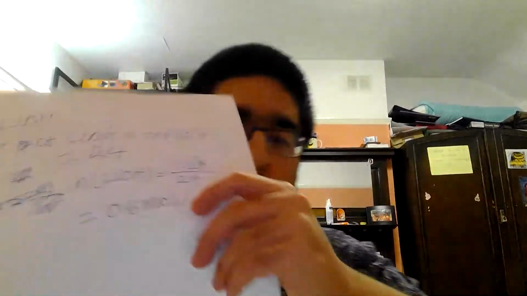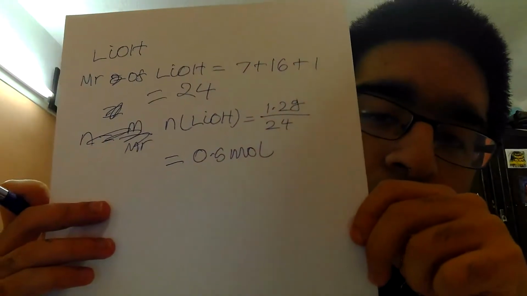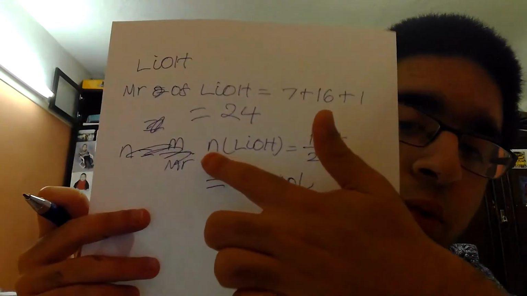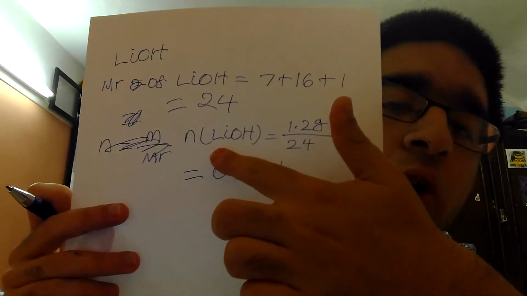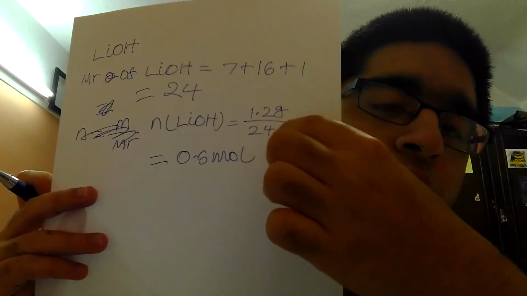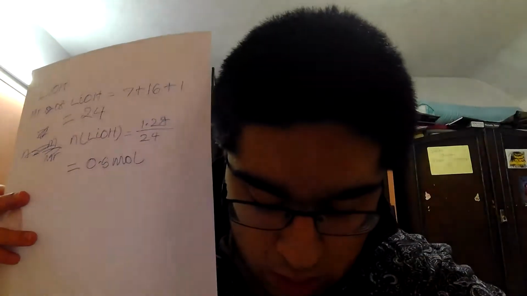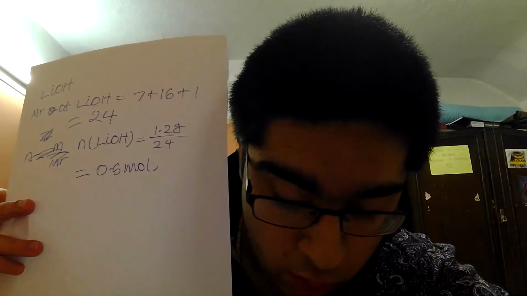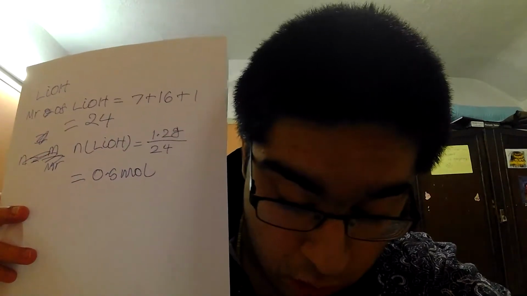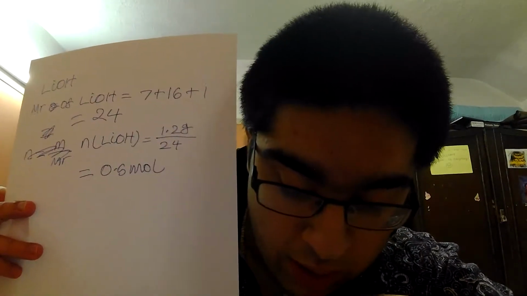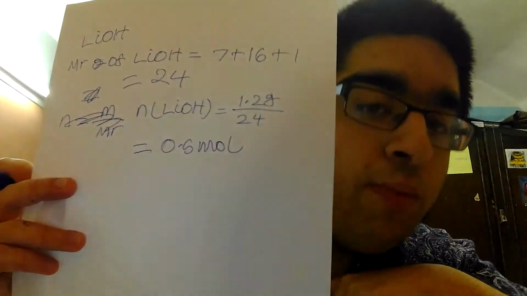Now, hopefully that makes sense, guys. N just means number of moles. So N and then brackets LiOH would be 1.2 grams. That was given in the question. It said 100 centimeters cubed solution was made using 1.2 grams of lithium hydroxide, LiOH. Calculate its concentration in moles per decimeters cubed. Now we know the number of moles that are there, 0.5 moles.